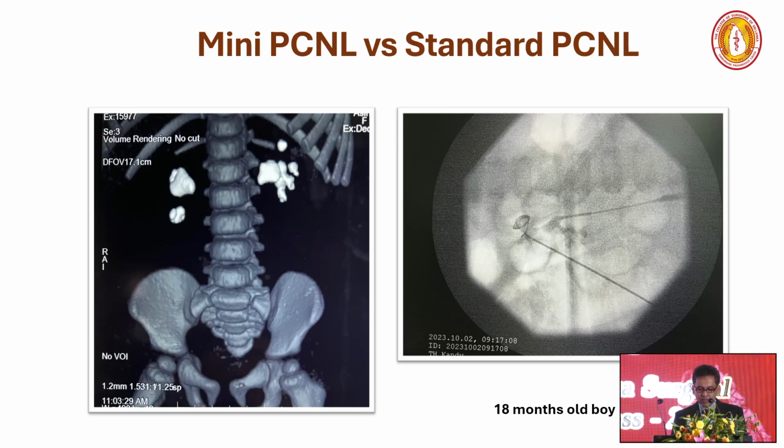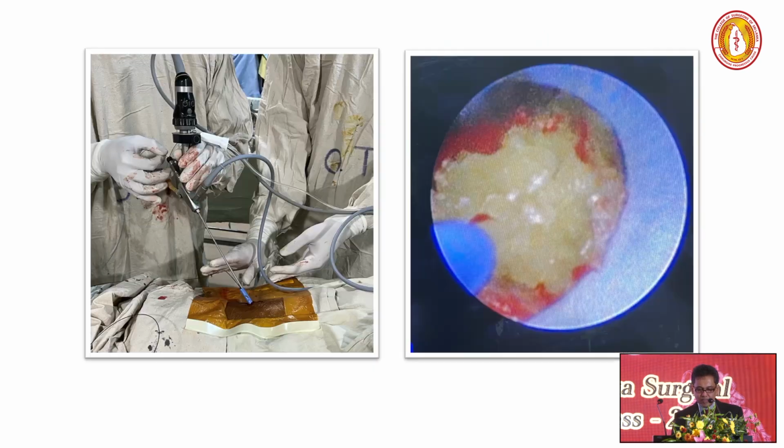This was one of our 18-year-old pediatric PCNL cases. Complete clearance was achieved in 4 sessions using the mini PCNL technique. The technique is standard for pediatric surgery, with quick recovery and short hospital stay.